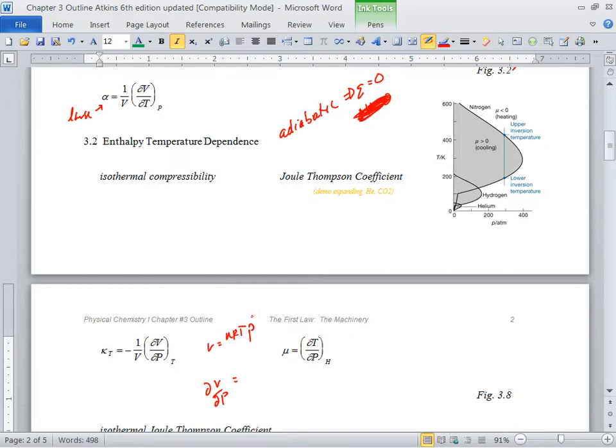What would it be? With respect to P: nRT over P squared. Yeah, good. Pull out that nRT, because you're taking the derivative with respect to P. And you're already being lazy. We should have a little subscript saying constant N and constant T. But take the derivative with respect to P. So it's going to be a -1 comes out front, and P becomes a -2.